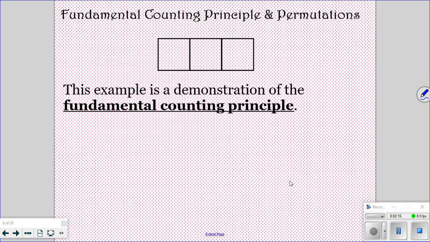The example is going to be a demonstration of the fundamental counting principle. So I'm going to show you how I know, before I even rewrite them, that there are 6 ways. We have 3 letters, A, B, and C. So we can put any of the 3 in this first block. After we pick that first letter, let's say we pick A, now we only have 2 letters left. So 2 of them can go here. And then once we pick one of them, we only have 1 letter left. And so if you do 3 times 2 times 1, you get 6. And so that's where the 6 came from.